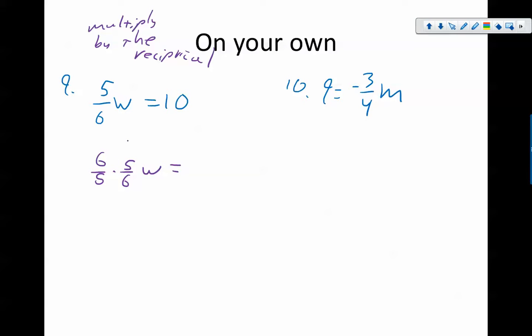And because I multiplied the left-hand side by 6/5, I also need to multiply the right-hand side by 6/5. So these cancel, leaving W. And this is 10 times 6 is 60 over 5, which you will recognize as 12.